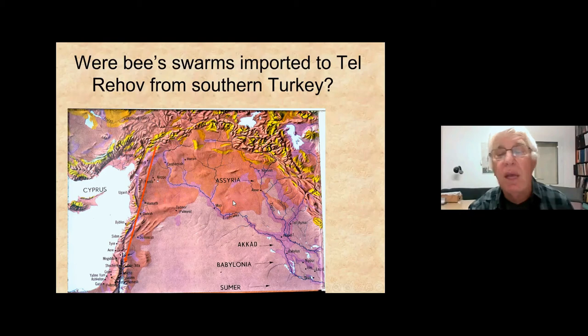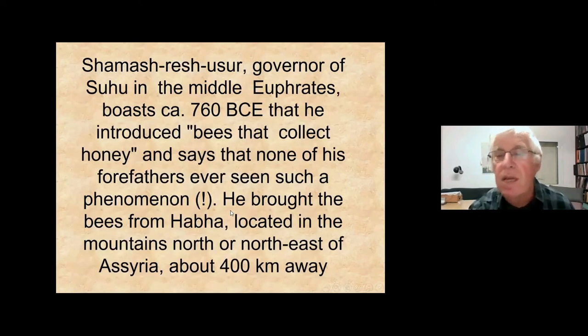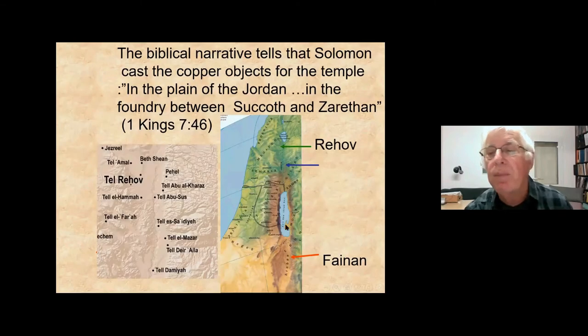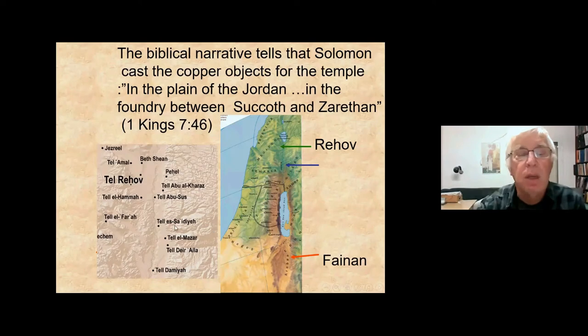How come? Is it evidence for trade? Did they bring bee swarms all the way from there? We don't have any evidence for it from the sources. But we have an interesting parallel from an Assyrian document about 100 years later than our apiary, which mentions bringing bees to a place here in eastern Syria of today, the land of Daesh and Al-Qaeda, from the Zagros Mountains, about 400 kilometers to the north. So we have some parallel to such trade relations. So perhaps indeed they brought the swarms all the way from Turkey, who knows?